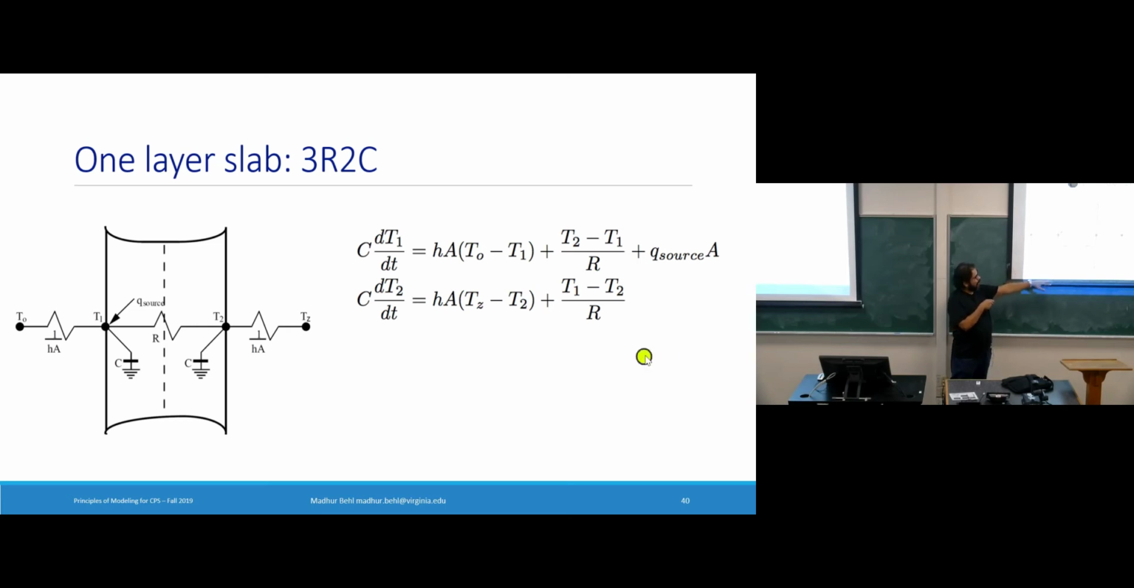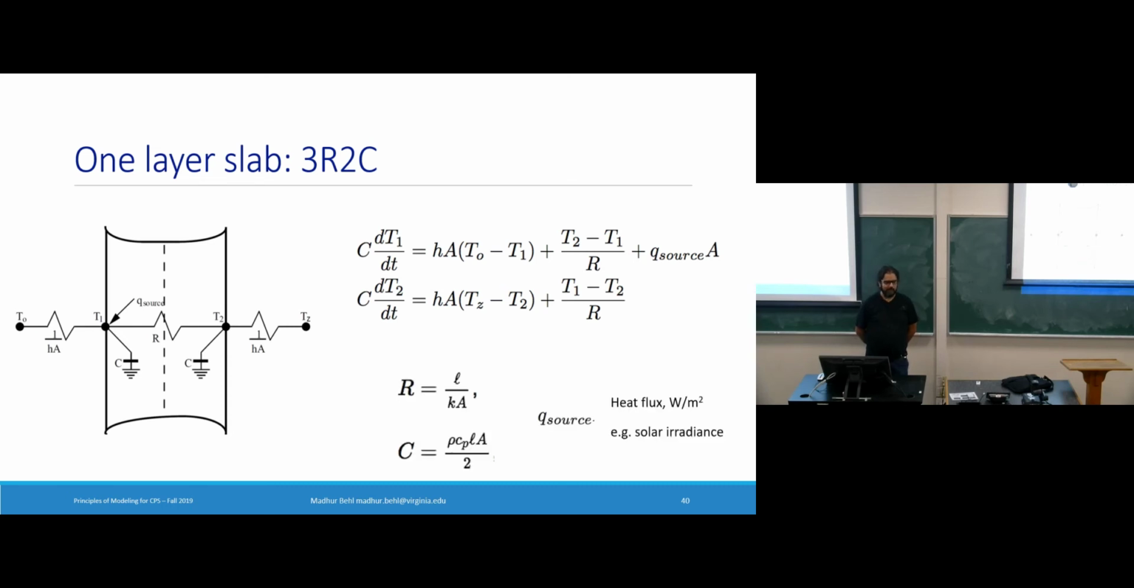And I can do the same thing for T2. The thermal mass times the rate of change of T2 is convection with the zone air, TZ, so this part, this branch here, plus the conduction between T1 and T2. Good so far? Where what is R? R is a property of the wall, which is L over Ka.